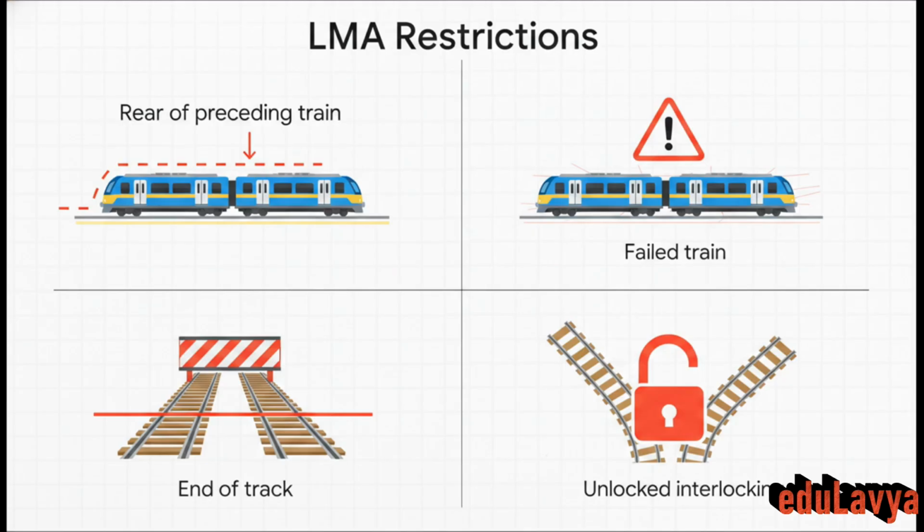But what actually dictates that stopping point? What are the absolute hard stops in the system's logic that restrict a train's movement authority? Well, to ensure fail-safe operations, the system will always cap an LMA at the most restrictive of several different factors. The most common one is just the rear of a preceding CBTC train. But the LMA will also clamp down if it detects a track section occupied by a failed or non-communicating train. It'll also restrict movement at the physical end of the track, or at the entrance to an interlocking area if the route hasn't been properly locked and secured. In this system, safety is absolute.